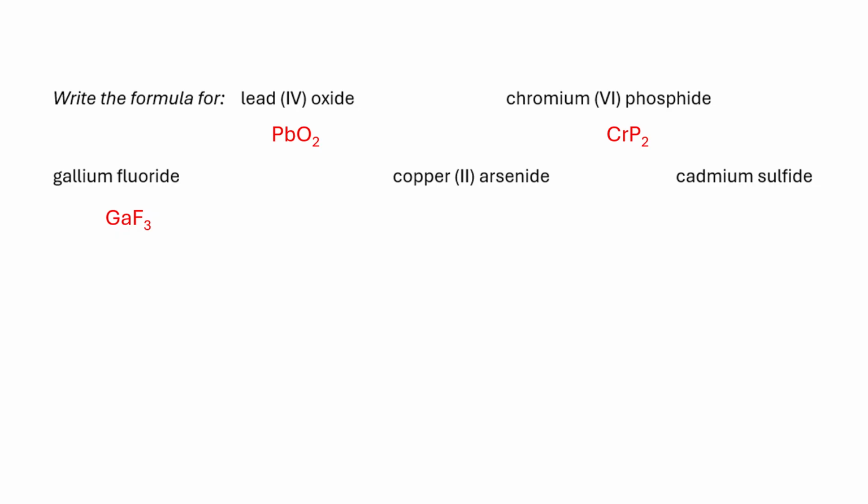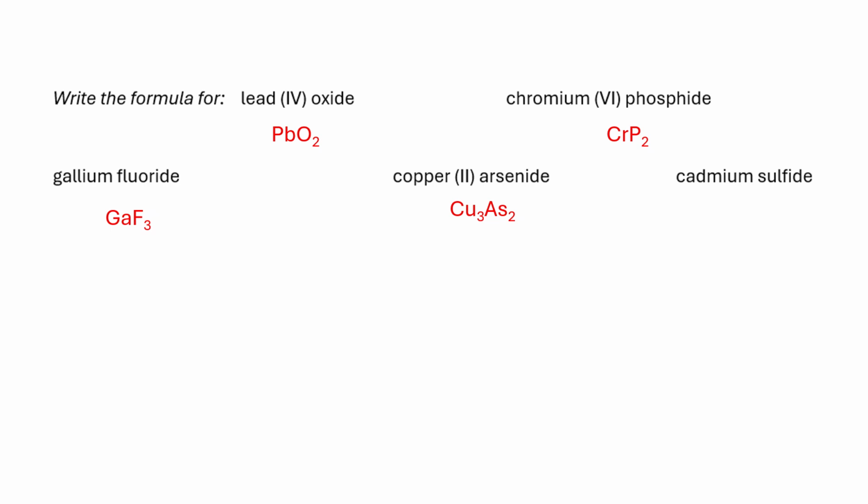Okay, we should get GaF3, gallium fluoride. Gallium is not a variable charge metal. It's right below aluminum, and it's always +3. And fluoride is -1. Copper 2 arsenide. Arsenic is right below phosphorus, so it's got a -3 charge, just like nitride and phosphide.